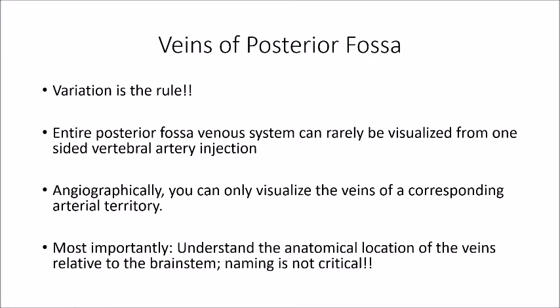And then most importantly, it is very vital to understand the anatomical location of the veins relative to the brainstem and the cerebellum. Naming is not entirely critical. You will automatically be able to generate the names by yourself if you know where the vein is located, right? So if the vein is located in the cerebellomedullary fissure, and if you know where that fissure is, then the vein in that fissure is a cerebellomedullary vein. If the vein is located on the lateral aspect of the pons, then it's a lateral pontine or a transverse pontine vein, right? So this is not rocket science. People say it's brain surgery or not brain surgery, but this is definitely not rocket science.